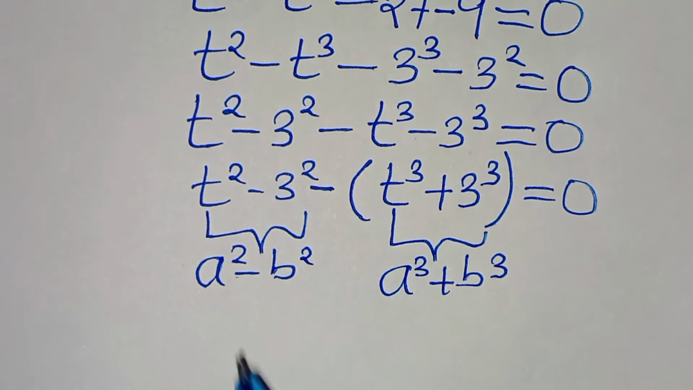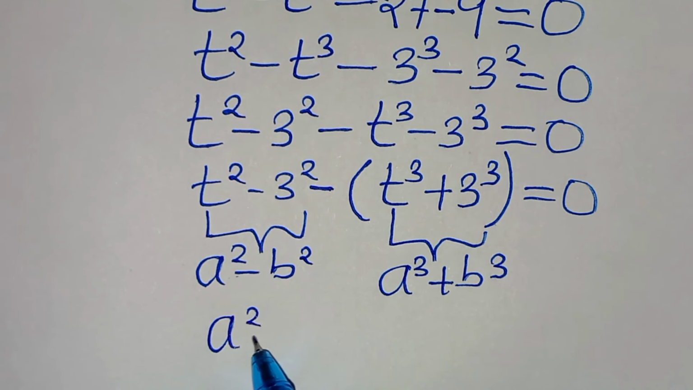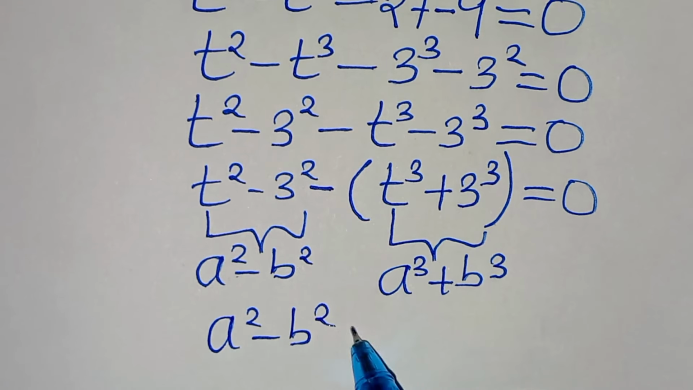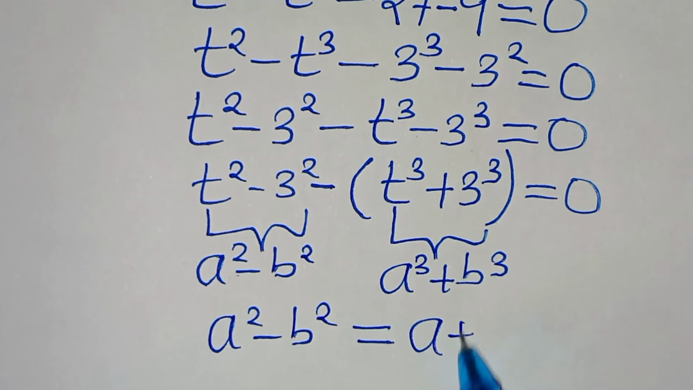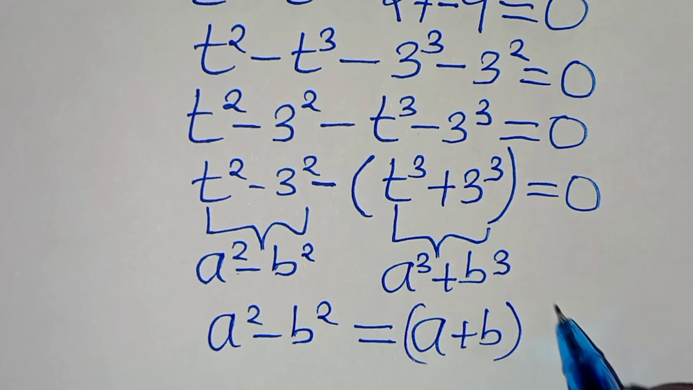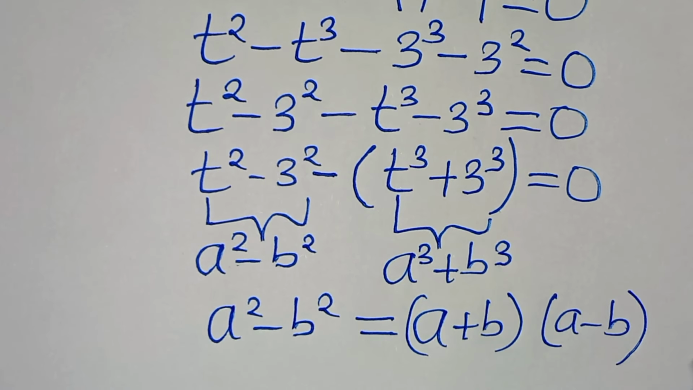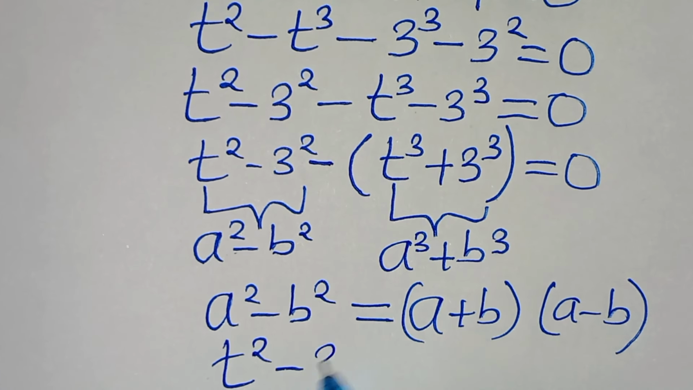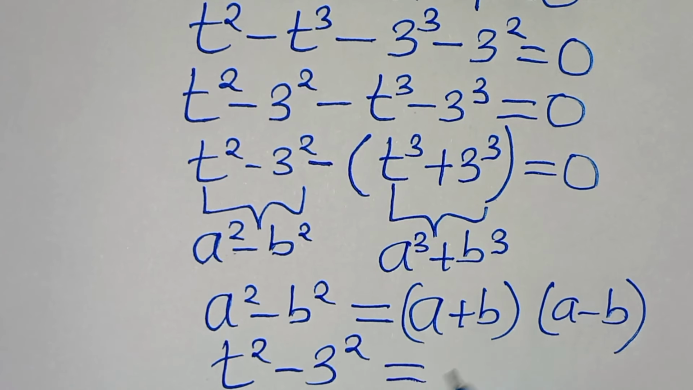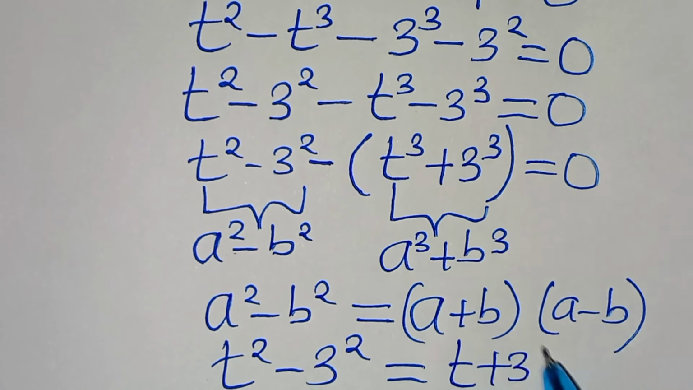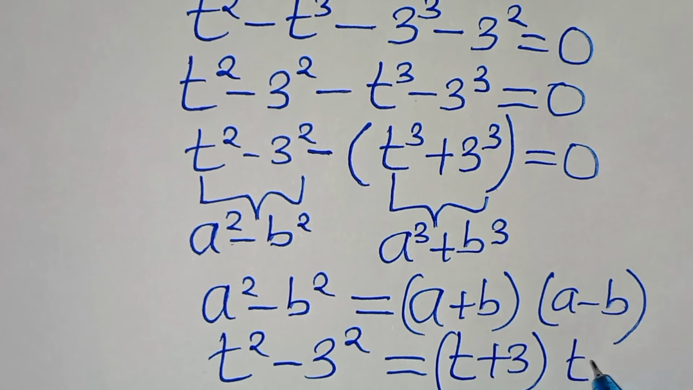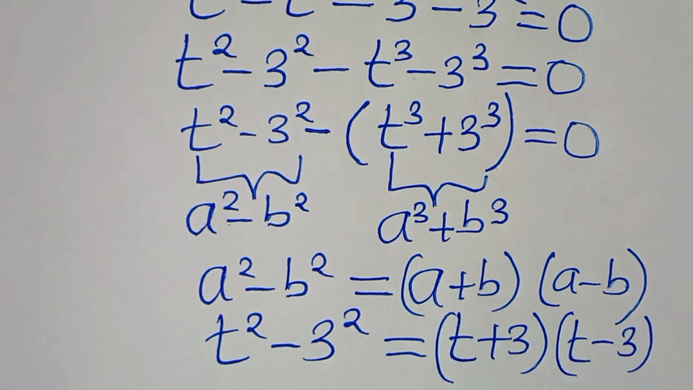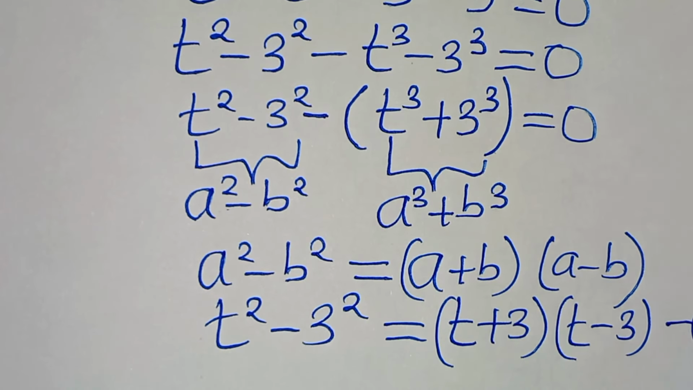So from the first part here, a squared minus b squared, this can be expressed as a plus b, then we have a minus b. So this means that t squared minus 3 squared is the same thing as t plus 3 multiplying by t minus 3. Let's call this equation 1.